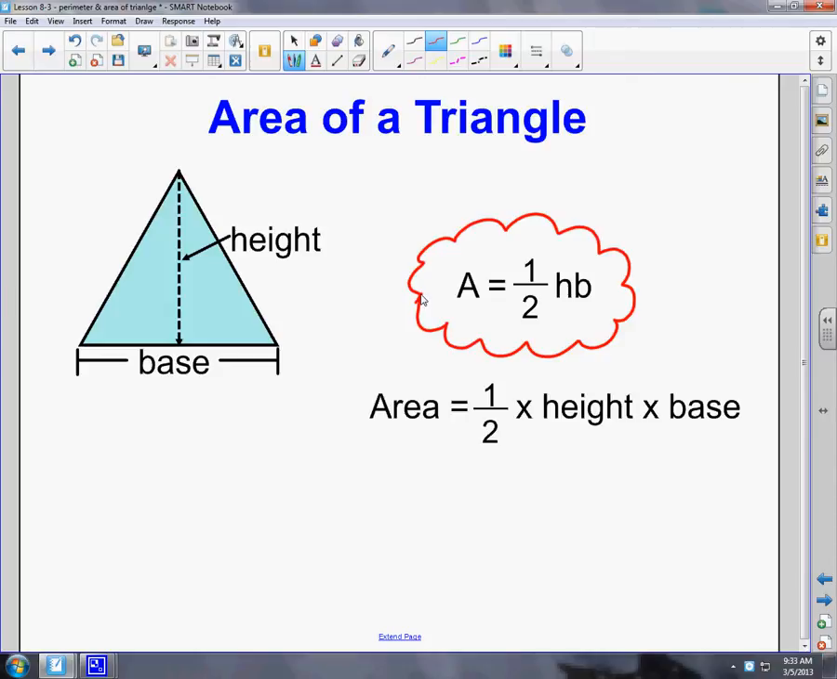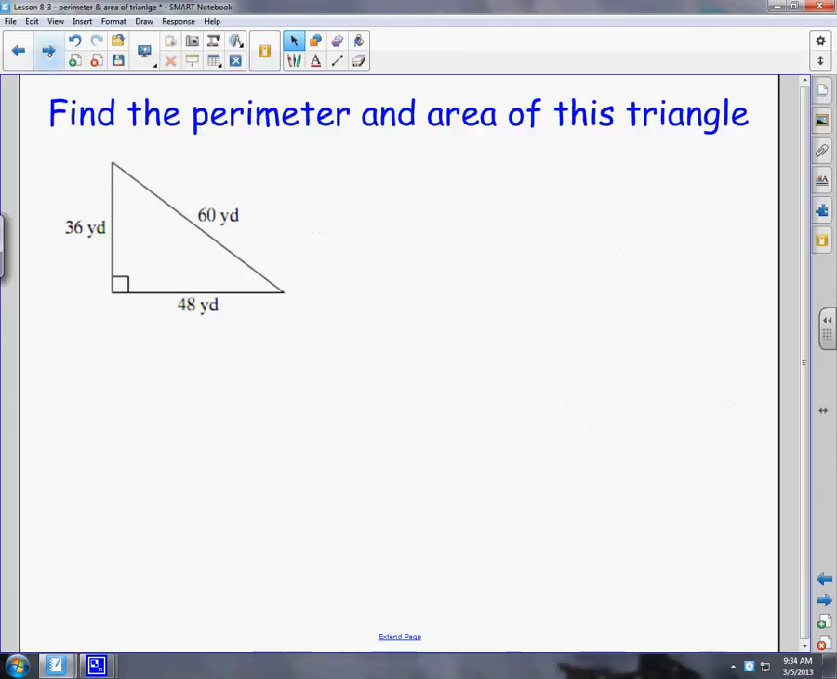Now, yet again, just like in the parallelogram, this diagonal line down the side is not the height. If I was standing sideways or crooked, that wouldn't be my height. My height is straight from the ground up. So you want to make sure that you write that down as your height. And then your base is what's on the ground, or the straight line on the bottom.